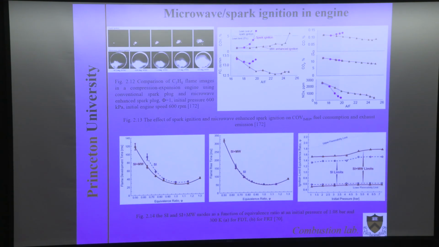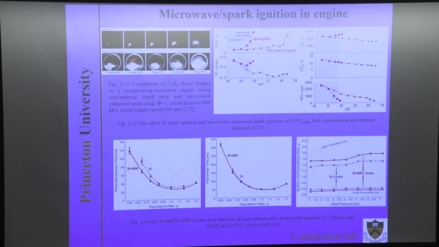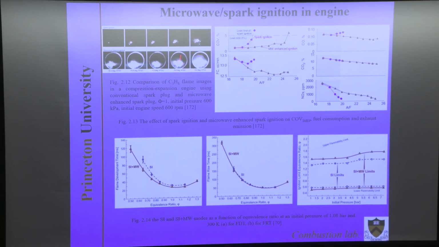But there are some other contradictory experiments. This was done at Berkeley by Professor Bob Dibble. He did this microwave and spark ignition in a CEFRC chamber. What he sees is that the flame development time with a spark and a microwave is similar to what I did. Indeed it was reduced, which is a good thing.